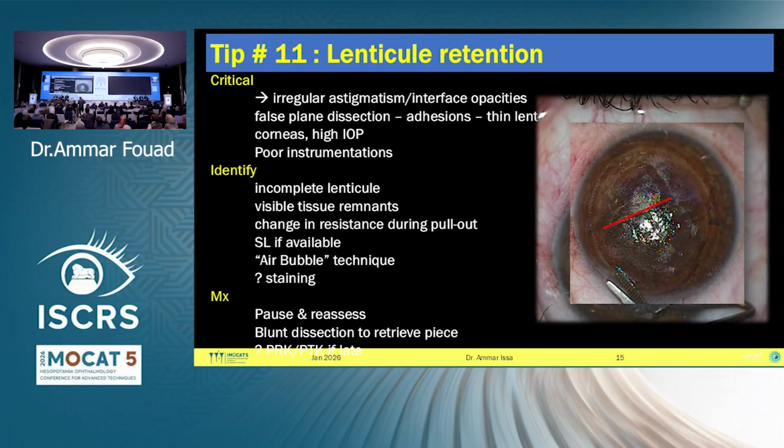You have to spread the lenticule over the eye and make sure it's complete. Otherwise, you have to go and dissect carefully with sharp instruments, as Dr. Hassanian said, so you can retrieve these fragments and complete the puzzle you have. One of the easy techniques is the air bubble technique. You lift the cap itself, then you get an air bubble. You can visualize the side cut inside the pocket, so you make sure that your lenticule is complete.